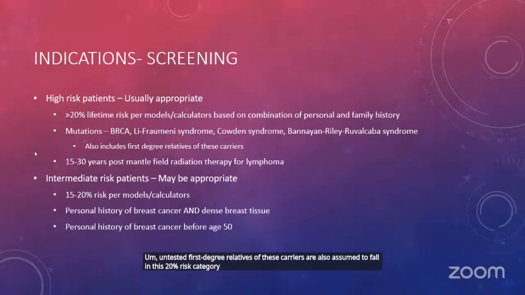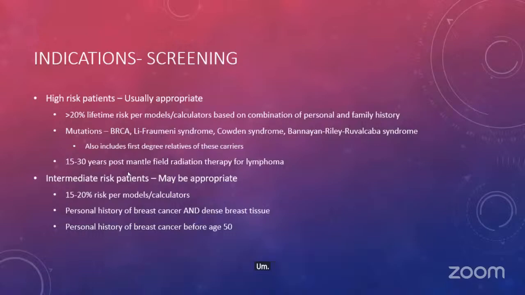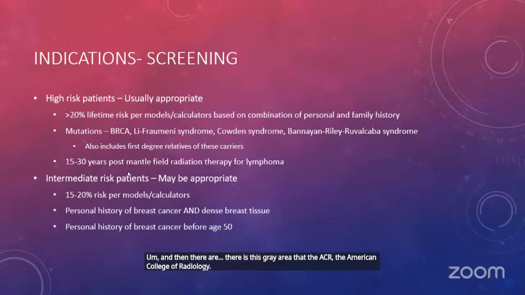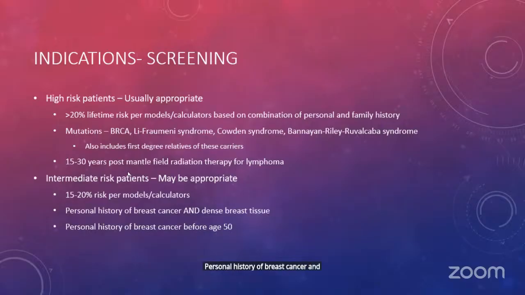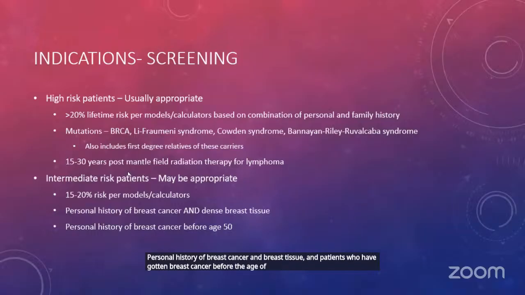Patients who are 15 to 30 years after mantle field radiation therapy for lymphoma also need screening breast MRIs. And then there is a gray area that the ACR, the American College of Radiology, describes as intermediate risk that may be appropriate for MRI. That would be patients who fall into that 15 to 20% risk, patients with a personal history of breast cancer and dense breast tissue, and patients who have had breast cancer before the age of 50.